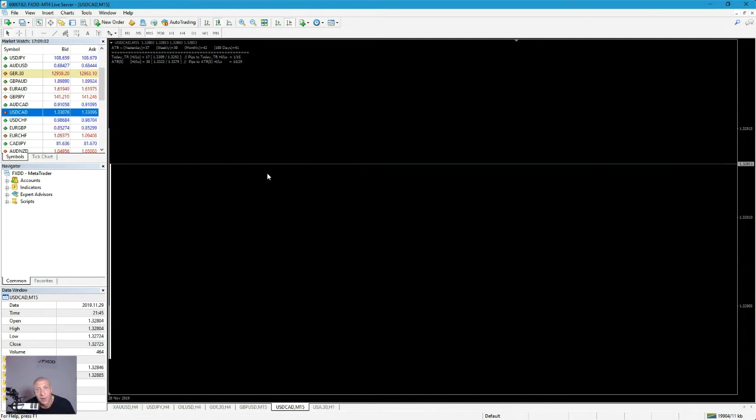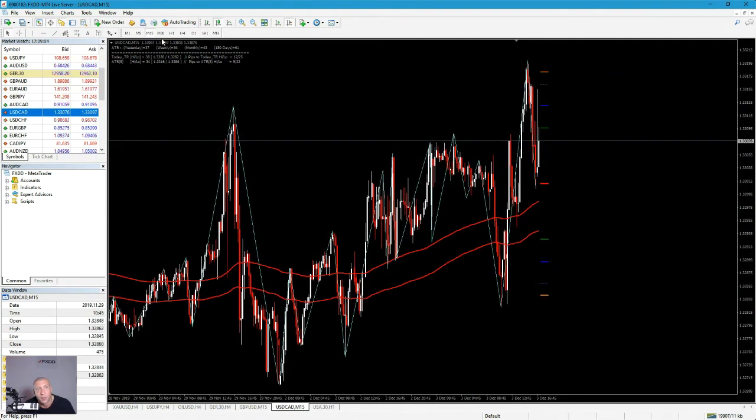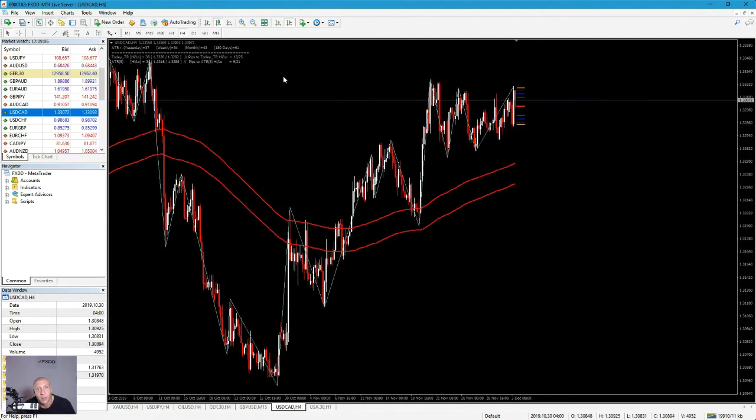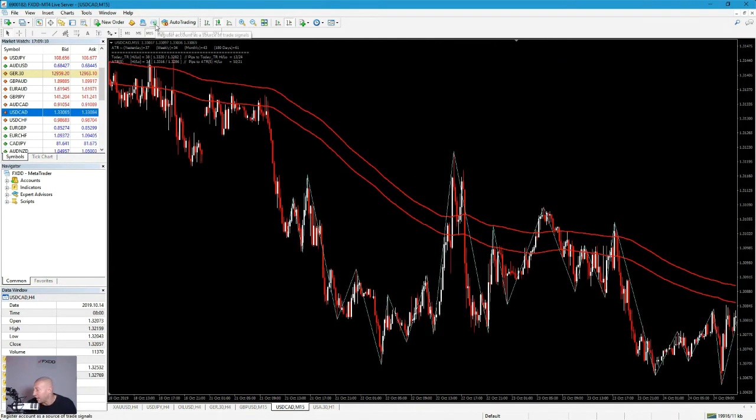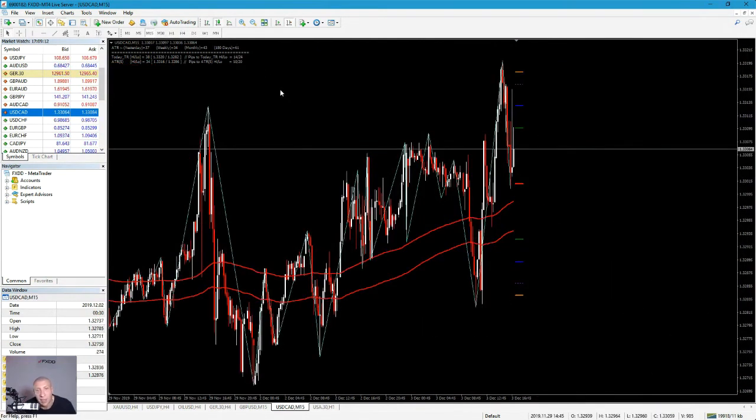Dollar CAD. Yeah, there is a bullish move. And again, buying the dip on 15 minutes is also possible. Also here.